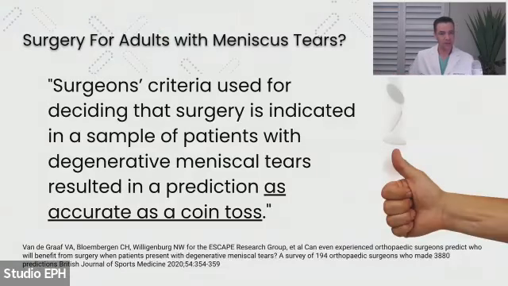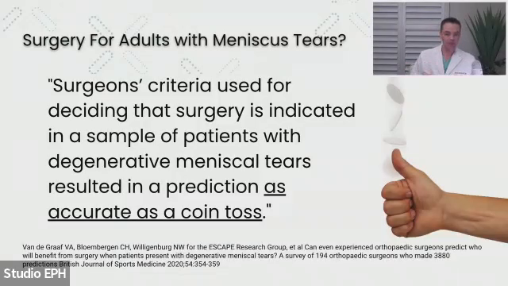And then here we've got surgery for adults with meniscus tears. And this is pretty rough. I feel like I'm beating up my surgery colleagues tonight, but the data is the data, and this all comes from their area. So we're looking at this from surgeons' criteria, right, used for deciding that surgery is indicated in a sample of patients with a degenerative condition, a meniscus tear, resulted in a prediction that is as accurate as a coin toss. So I want you to think about that.